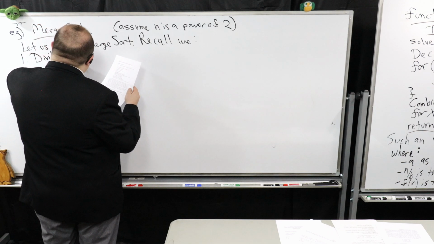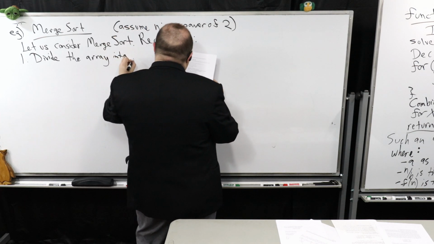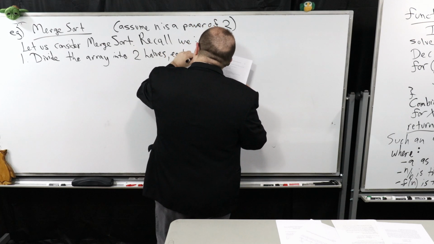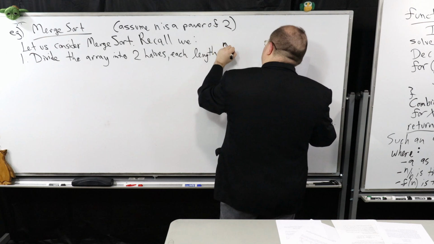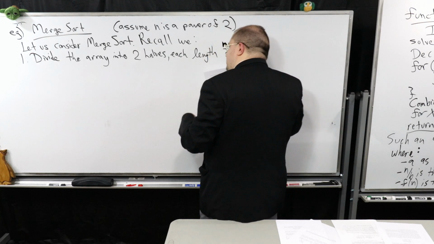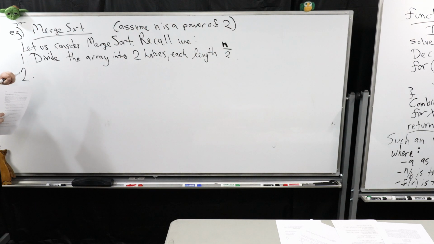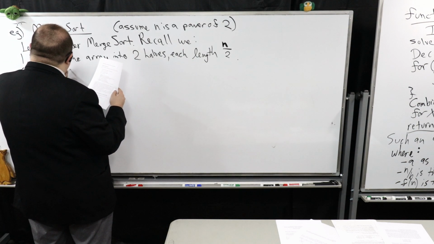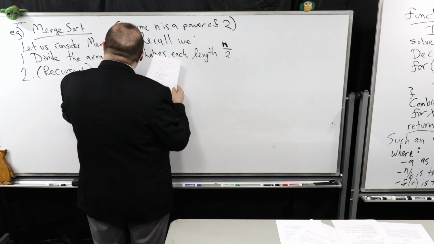Divide the array into 2 halves, each of length n/2, where n is the number of elements you are considering in that array or subarray, if it's a recursive call. Then all you do is recursively sort each half.